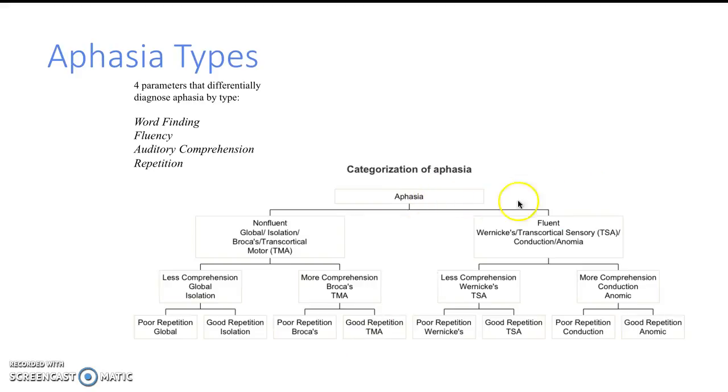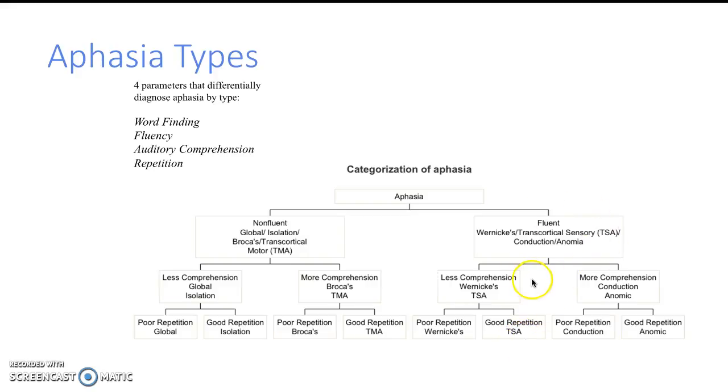If they have aphasia and it's fluent, they would have Wernicke's, transcortical sensory, conduction, or anomic aphasia. If they had less comprehension, it would be Wernicke's or transcortical sensory. If they had more comprehension, it would be conduction or anomic. If they were fluent and had less comprehension and poor repetition, they would have Wernicke's. If they were fluent with less comprehension and good repetition, they had transcortical sensory aphasia.